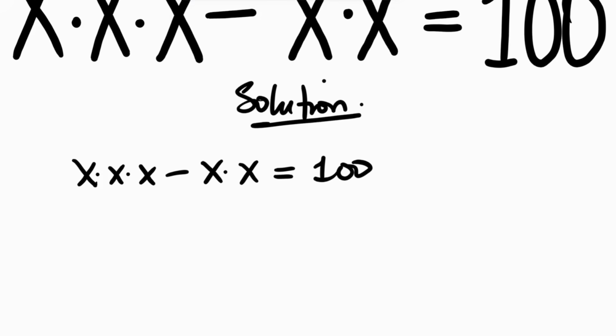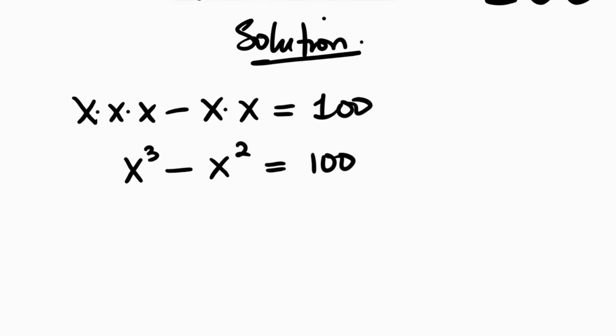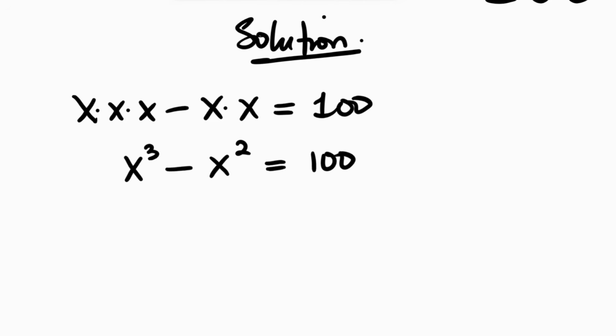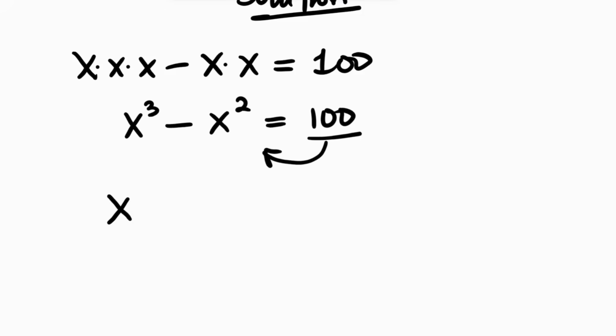Okay, so now this becomes x raised to the power 3 minus x squared equals 100. Now we can move 100 to the left hand side and it becomes x³ minus x² minus 100 equals 0. So now let us rewrite 100 in such a way that the numbers that we get, we can raise them to the power of 3 and also the power of 2.